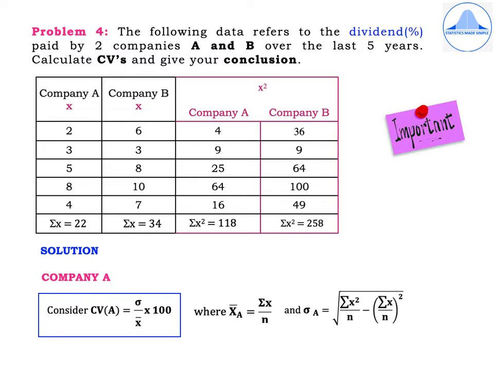So in the table I have extended it and formed two more columns, and the heading is x square, which I am computing for company A and company B. So all you have to do is you have to square the x values for company A and the x values for company B and get their totals. So for company A, the x square values are 4, 9, 25, 64, 16. So you get summation x square as 118. And for company B, the x square values are 36, 9, 64, 100 and 49. And you get summation x square is equal to 258.